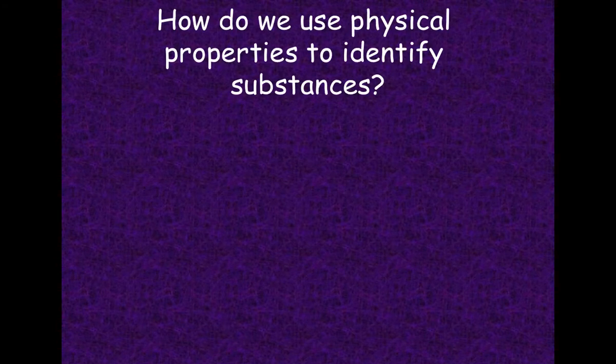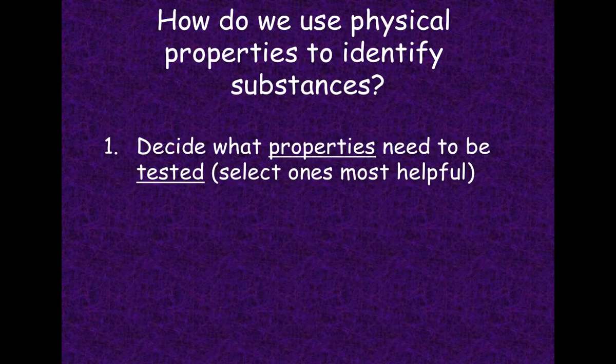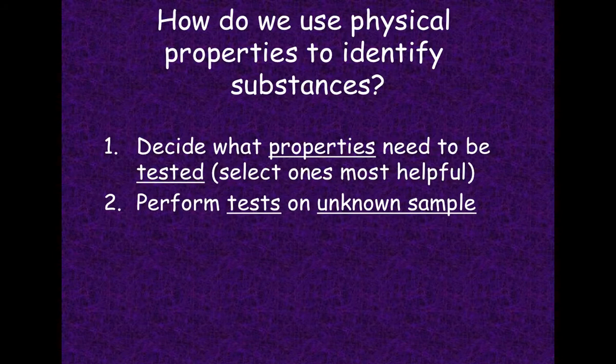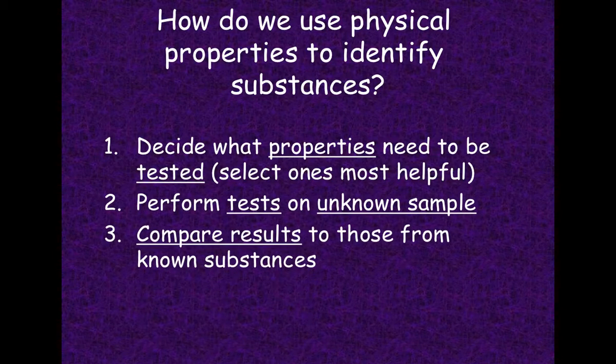So when we use physical properties to actually identify something that we don't know, we have to be a little strategic. First thing we need to do is we need to select the properties that would be most helpful that we would want to test. So for instance, if I have something that isn't a metal or doesn't look like a metal, it may not be useful to test if it's ductile or not. But we don't know. Everything is very situation specific. So then once you've decided on those tests, you perform those tests on the sample, and you compare the results to those of known substances to determine what the identity of that substance is. So those are physical properties.